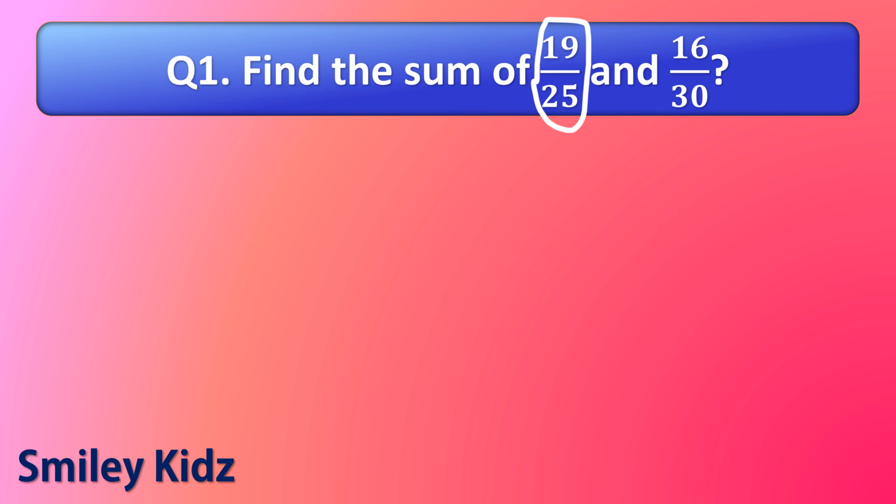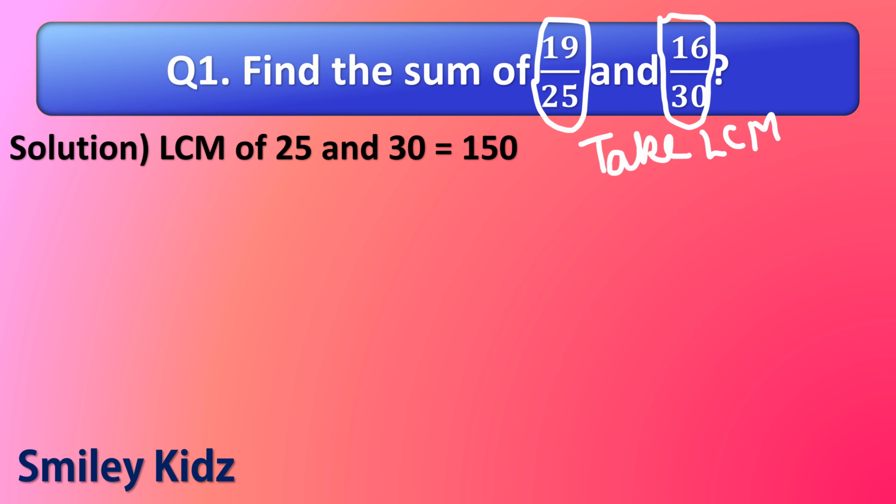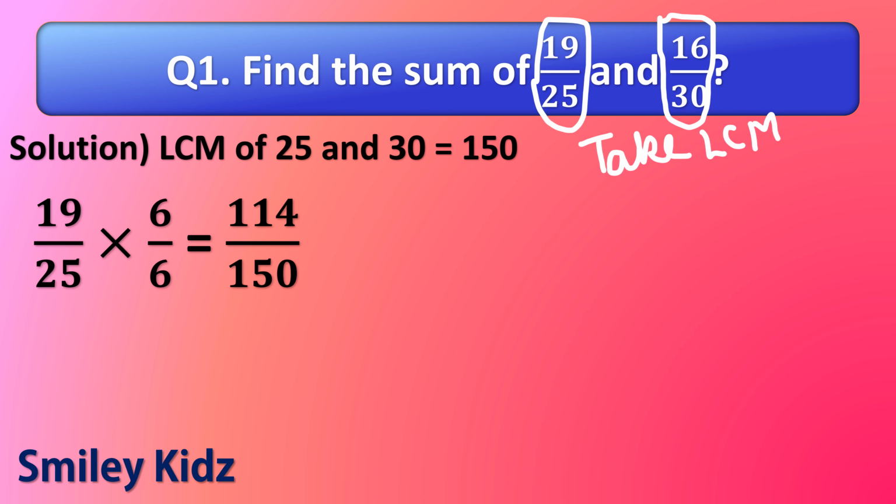For finding the sum of 19 by 25 and 16 by 30, first we need to take the LCM of the given denominators since they are unlike. The LCM of 25 and 30 is 150. Now let's multiply 19 by 25 with 6 on both numerator and denominator since we need to get the denominator as 150. 19 by 25 into 6 by 6 is equal to 114 by 150.